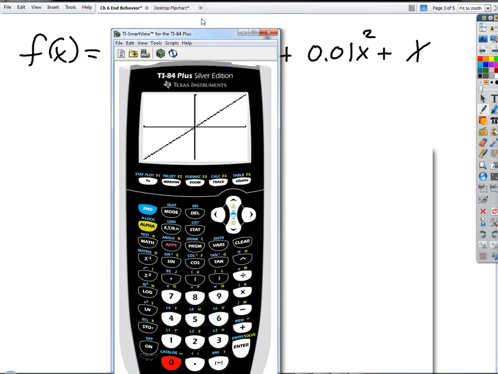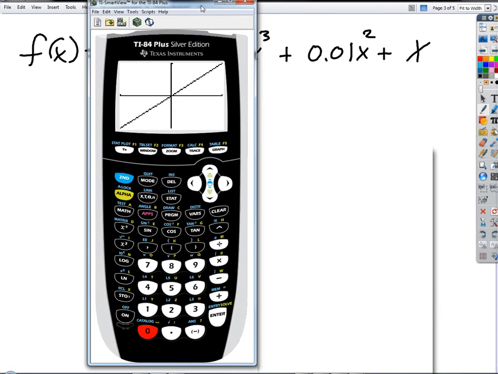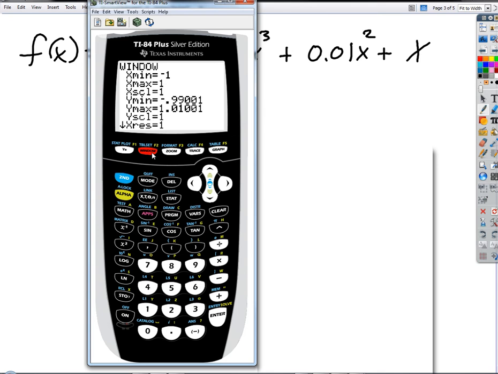Let's take, for example, what if we let our window go from negative 120 to positive 60, for example. I go zoom 0. Oh, what's that look like? That looks an awful lot like a parabola, doesn't it?